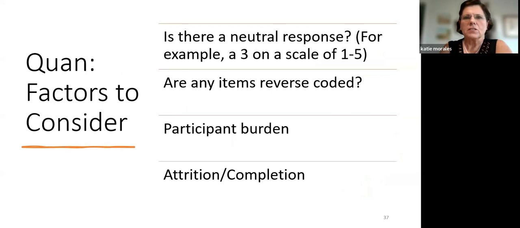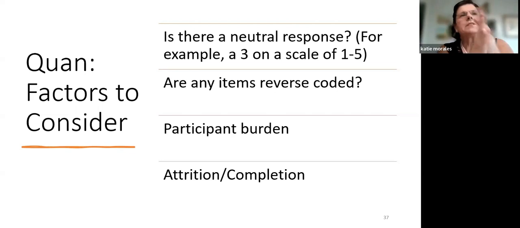So factors to consider when you're looking at a tool: is there a neutral response? So if there's a 3 on a scale of 1 to 5, think about your students who don't want to do the survey anyway. They're just going to take a pencil, and if it's paper, they'll mark straight down the 3.